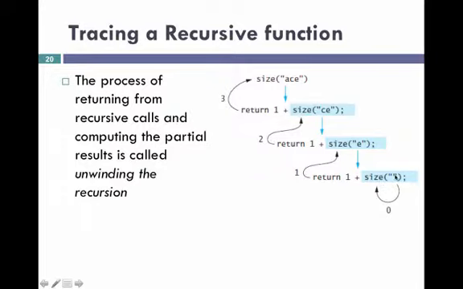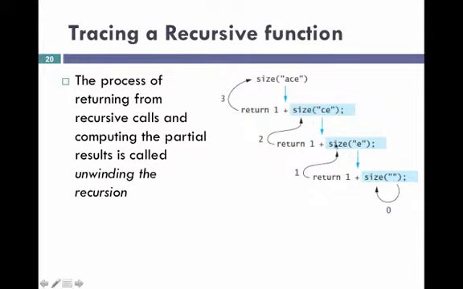And the call to the size of E is going to be 1 plus calling size with the empty string. And this final invocation here will reach our base case. The empty string has a length of 0, so we will return 0 for this call to size. And thus we'll return 1 plus 0, which will give us a result of 1, and this arrow here represents 1 being returned as the result of this prior call, size of E.